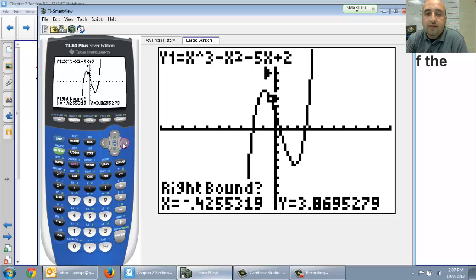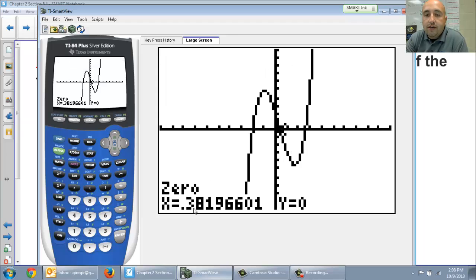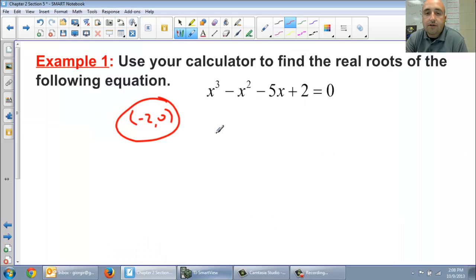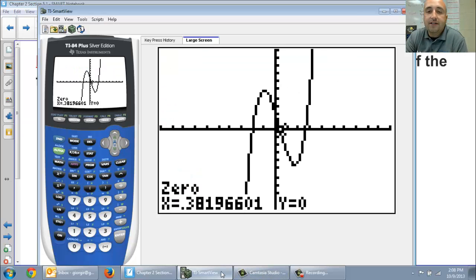Enter there. Then it says right bound. That would be below it, so I draw my line straight up. So we're good there, and then hit enter, and then when it says guess, you hit enter again. And our 0 is 0.38, comma 0. That's our second real root. Okay, let's do the third one. It's over here to the right.